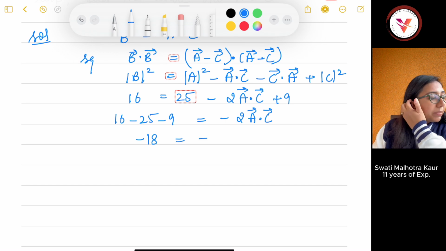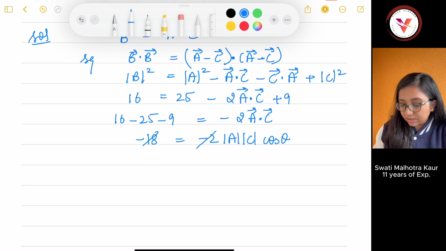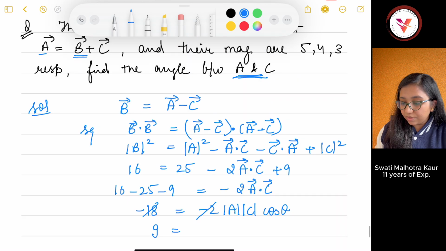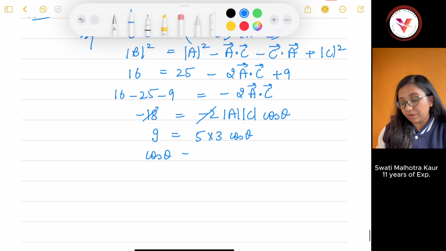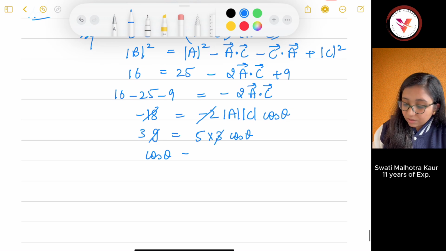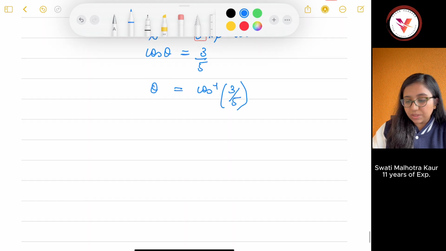If you solve this, 16 minus 25 minus 9 gives you minus 18, which equals minus 2 times A dot C. A dot C can be written as magnitude of A, magnitude of C, cos theta. So you can write it as 9 equals 5 times 3 cos theta. So basically cos theta becomes 3 by 5. Three ones are 3, three threes are 9. So it's simply 3 by 5, and theta is cos inverse of 3 by 5. This is something very common and you can see it at many places.